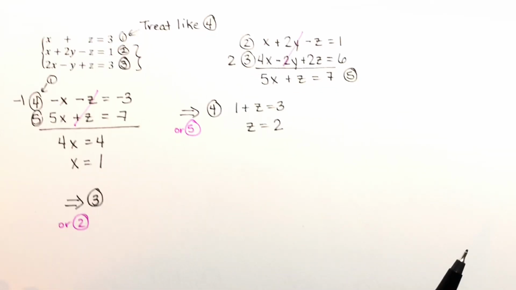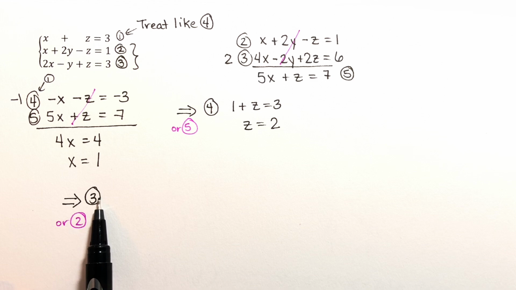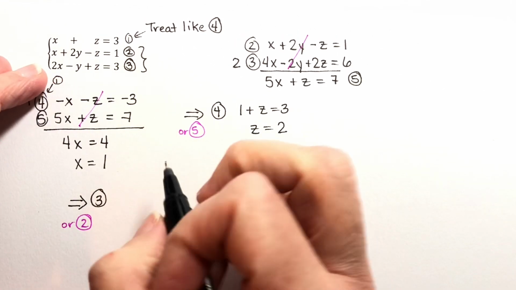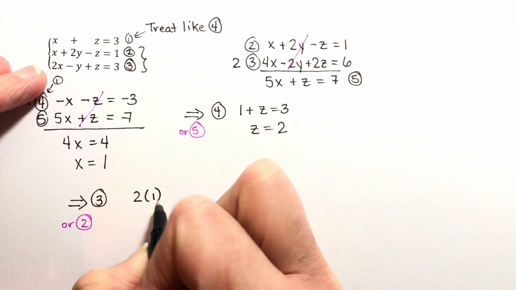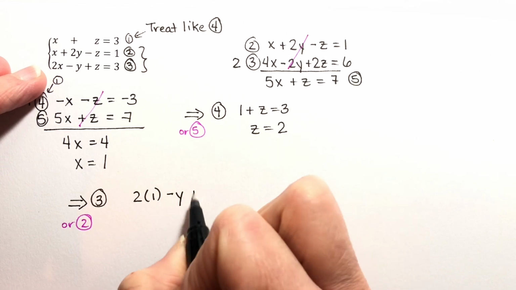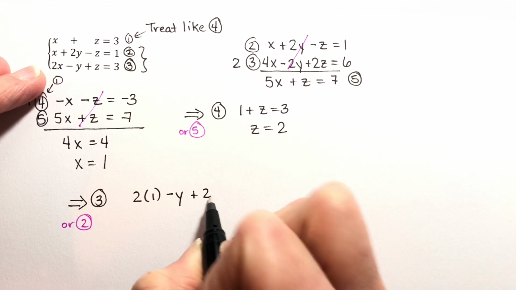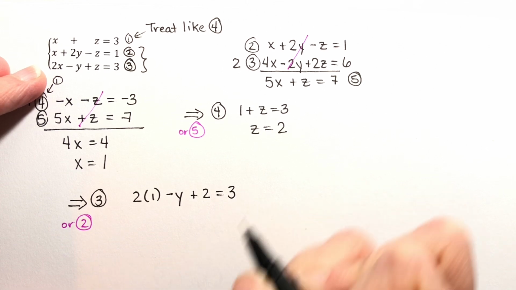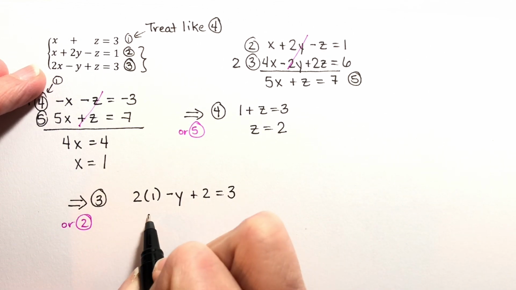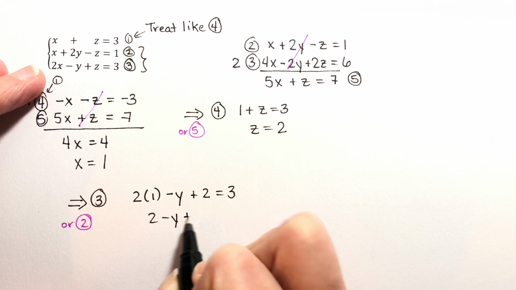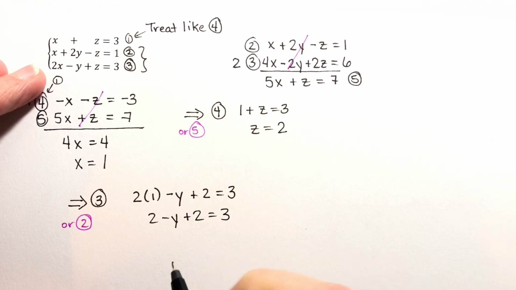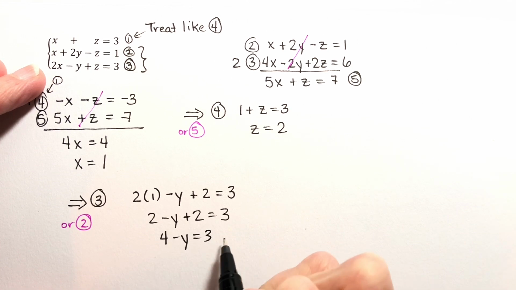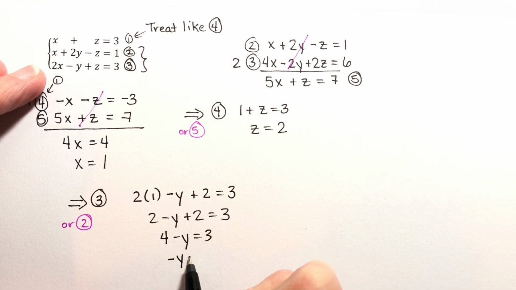Okay, so this will give me, I'm plugging into 3. So 2 times 1 minus y plus z, which is 2, and that equals 3. So I have 2 minus y plus 2 is equal to 3. 4 minus y is equal to 3. Subtract 4, negative y is equal to negative 1. So y must equal positive 1.